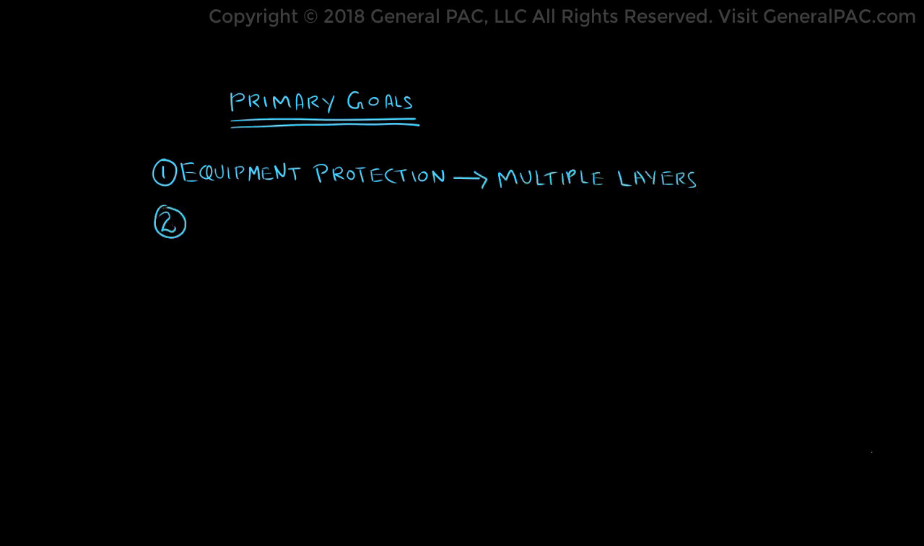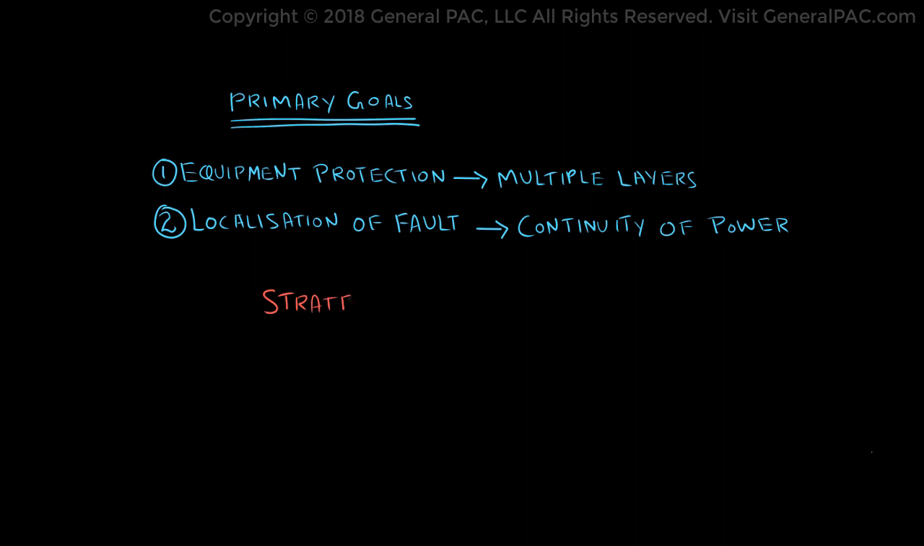We can also coordinate these layers so the fault or abnormality is localized to a zone. This ensures continuity of power to the rest of the system, with the abnormality being isolated to its particular location. We will be discussing this in more detail as we continue this series. Before we talk about how to actually achieve coordination, we must first consider the strategies involved.